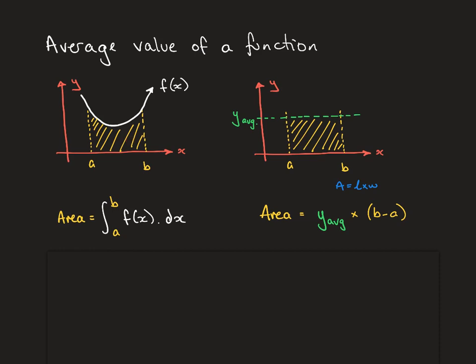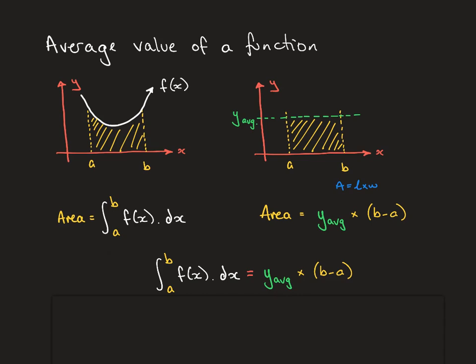Now we know these two areas are in fact the same, and so we can make this area, which is our integral, equal to this area, which is our rectangle, and that's exactly what we do next. So we've got our area under our curve is equal to that rectangle when the curve is flattened out and given an average. So if we rearrange this by dividing both sides by b minus a, we'll get our average y, our average value for our function by itself.